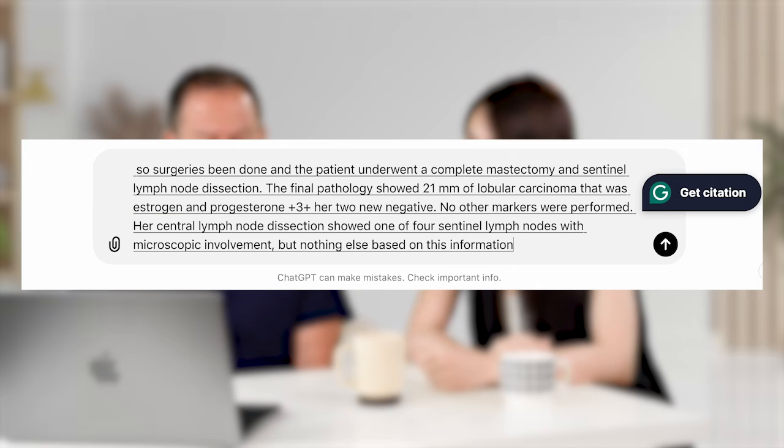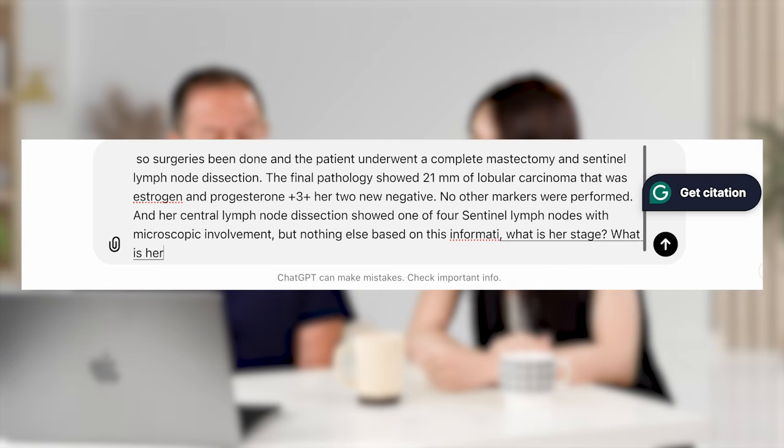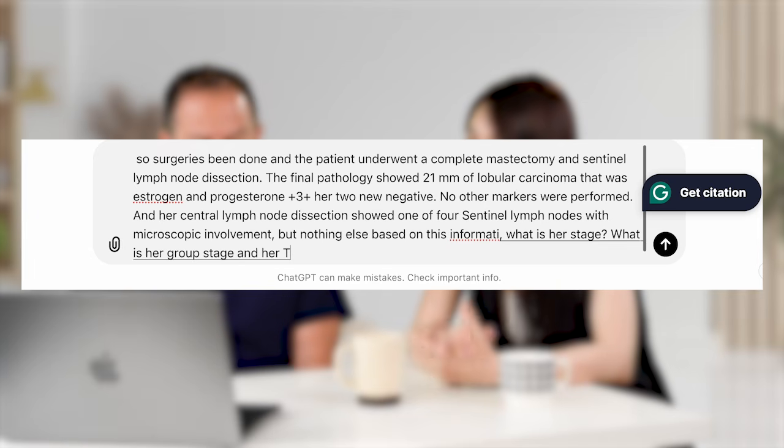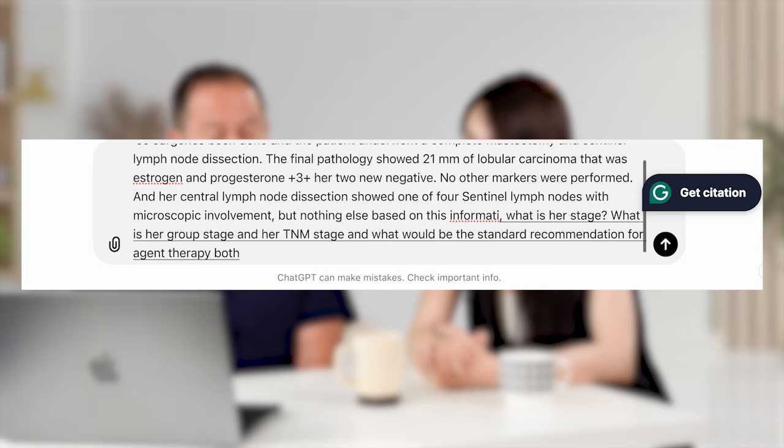Based on this information, what is her stage? What is her group stage and her TNM stage? And what would be the standard recommendation for adjuvant therapy, both adjuvant chemotherapy and adjuvant endocrine therapy? Help the patients understand, should they take more medicine?